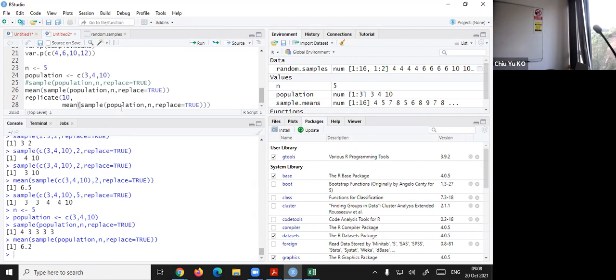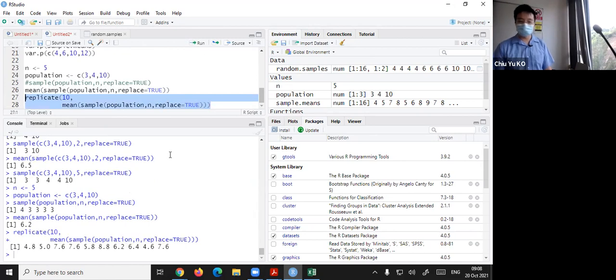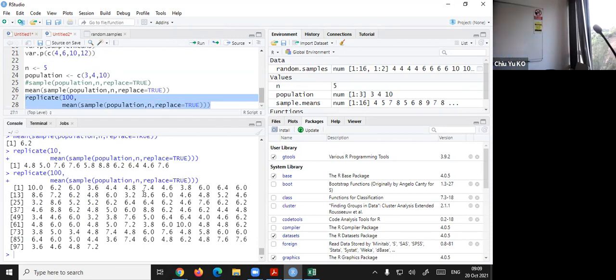Which means that I have 10 sample means. Once I do it, you can see I have 10 very quickly, 10 different sample means. And of course I can make it more crazy. I can have 100. That will be very quick also. It's very fast. Each sample is a sample of size 5, because n is 5. Of course, you can change n to any number.